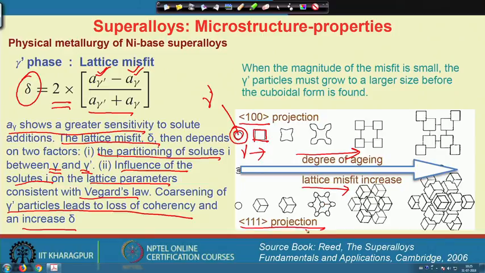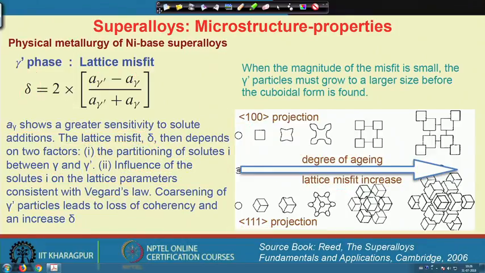This is just one projection of the same particle from a different direction. So, if we increase the degree of aging in a nickel based superalloy, then the lattice misfit will also increase. And we must think about why this lattice misfit is linked with the strength of a particle, because we all know the strengthening mechanism, right.